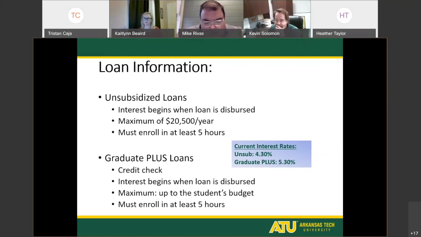And then over here on that blue box, it shows you the current interest rate for the unsub is 4.3% and the Grad PLUS is 5.3%. And that is fixed for the life of the loan. And those change every July 1st. So if you're going to start, let's say summer 2, or if you're going to start in August, those will more than likely change.